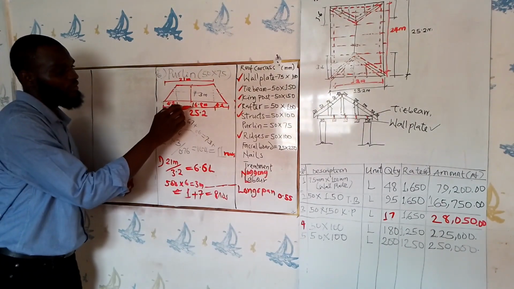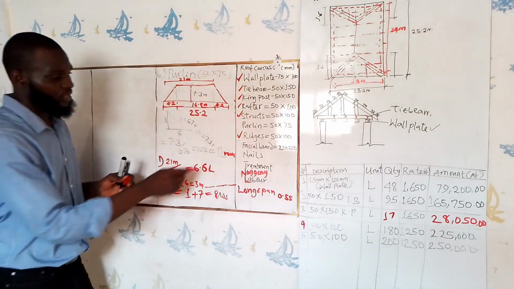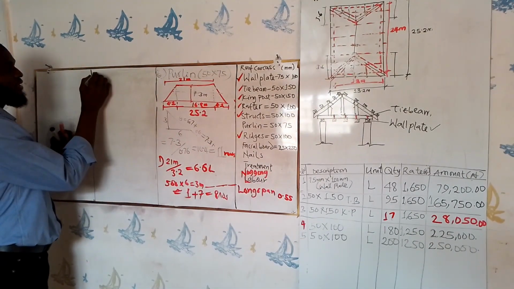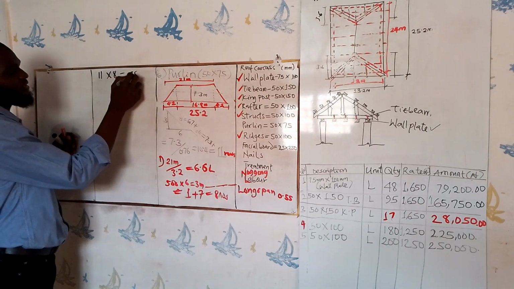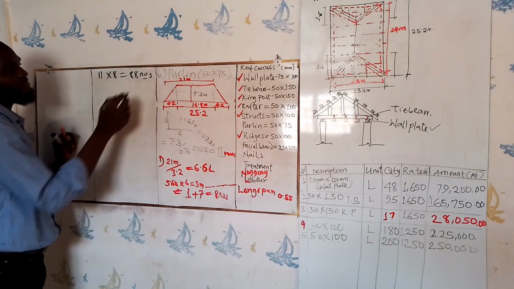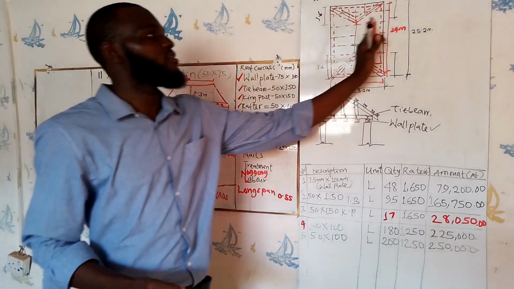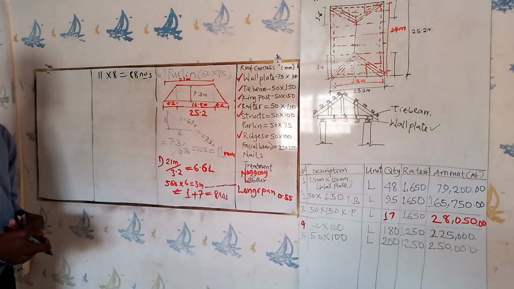Now, how many rows do we have? 11. We have 11 rows covered. So that will now be 11 times 8. That gives us 88 numbers. That's for one side.